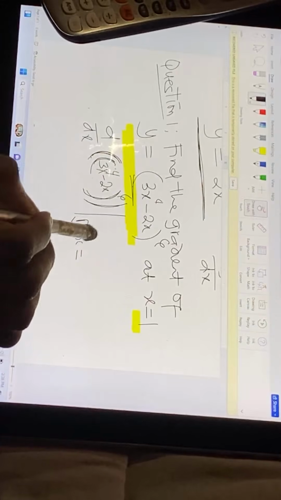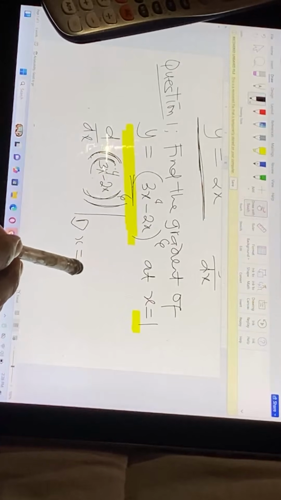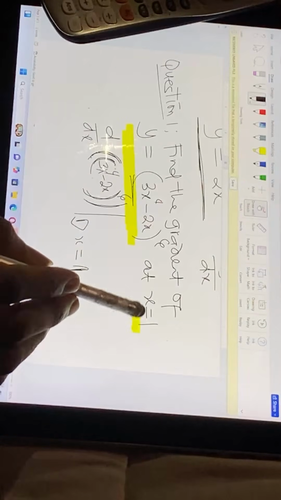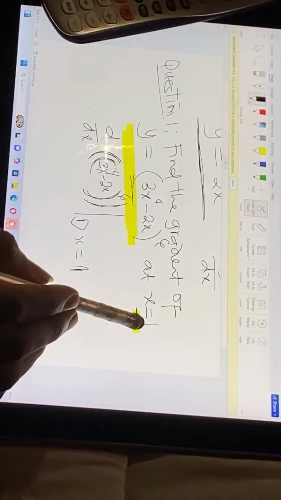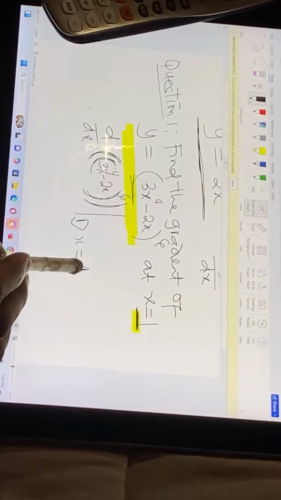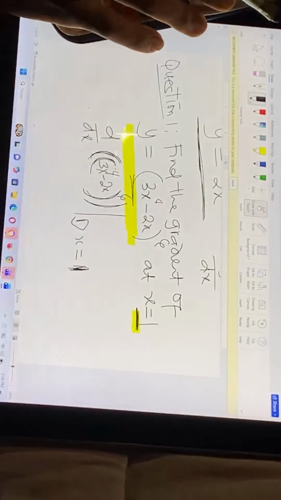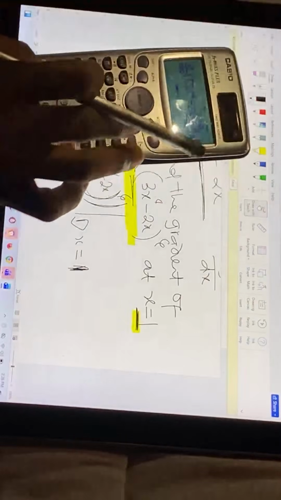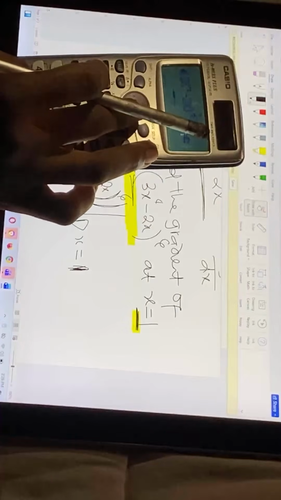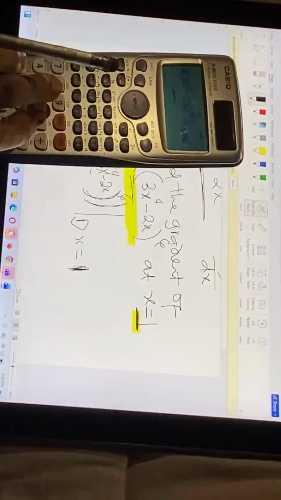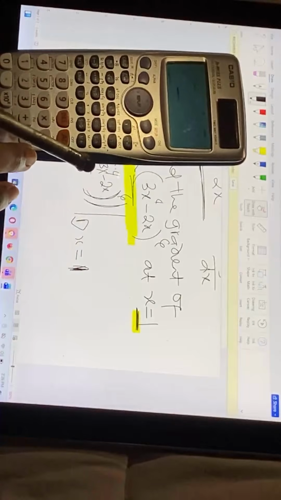Okay, now the next step is to shift the cursor to this point here to put 1. The 1 is as a result of this one given to us here. So if S is equal to 2, you will have to put 2 here. Okay, so I'll shift the cursor to that end. You press 1 there, equal to.